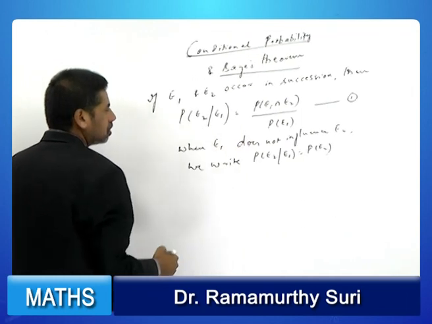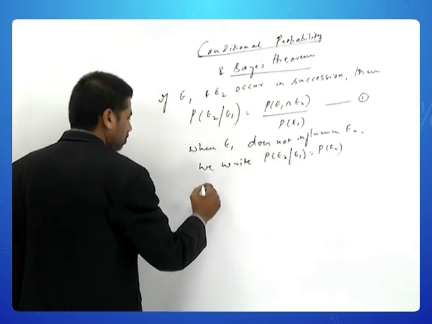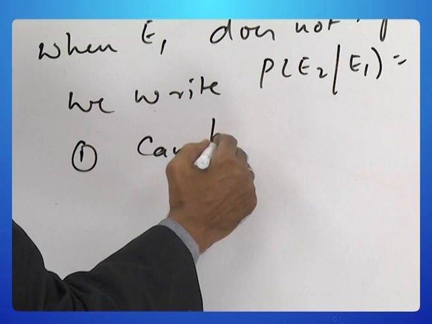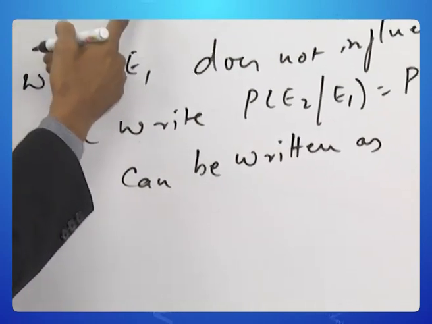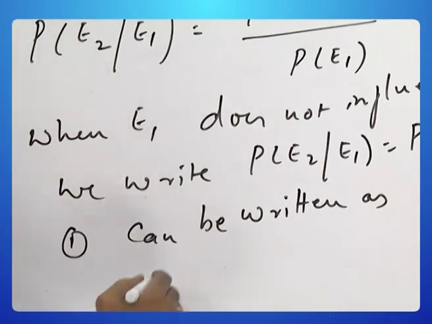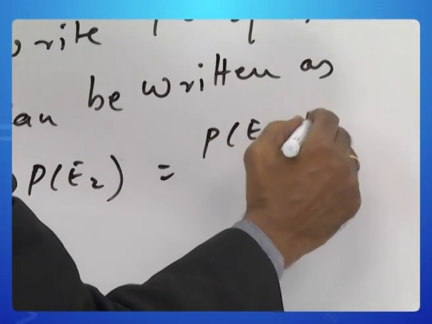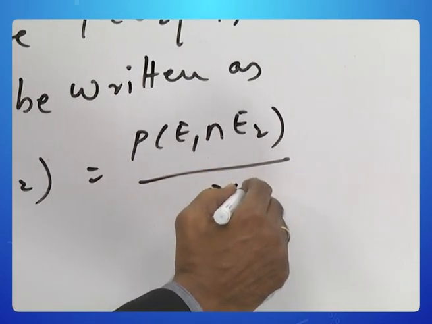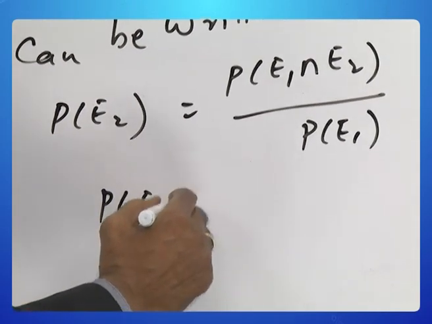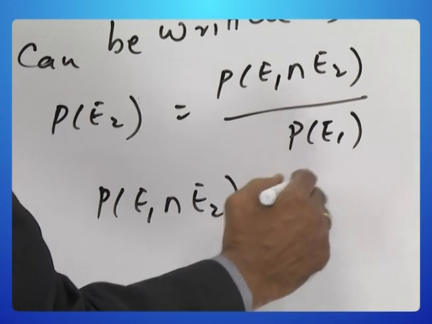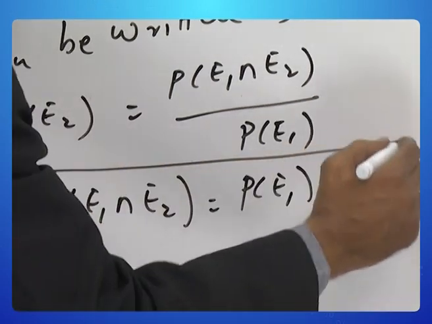Then we can use this result in equation 1. So, 1 can be written as, assuming E1 has no influence on E2, this gets reduced to probability of E2 is equal to probability of E1 intersection E2 divided by probability of E1. So, if you cross multiply, you get an interesting result. Probability of E1 intersection E2 is equal to probability of E1 into probability of E2. So, let us call this 2.